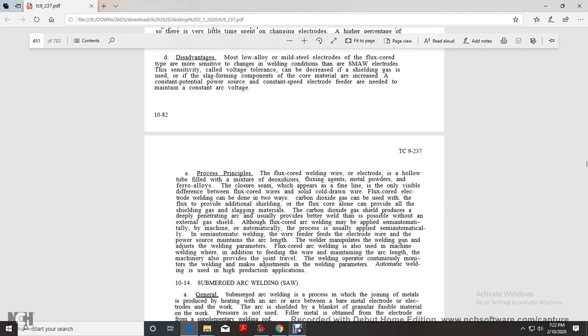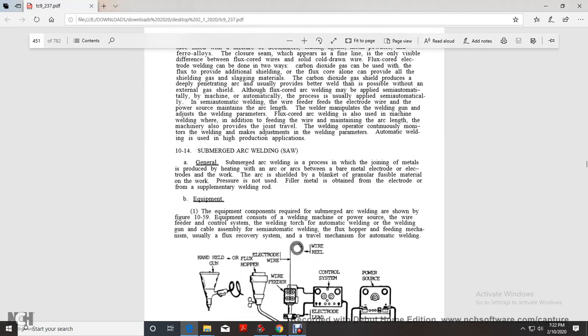Flux core arc welding is also used with machine welding, where in addition to feeding the wire and maintaining the arc length, the machinery also provides joint travel. The welding operator continuously monitors the welding and makes adjustments to the welding parameters. Automatic welding is used in high production applications. Next, submerged arc welding.